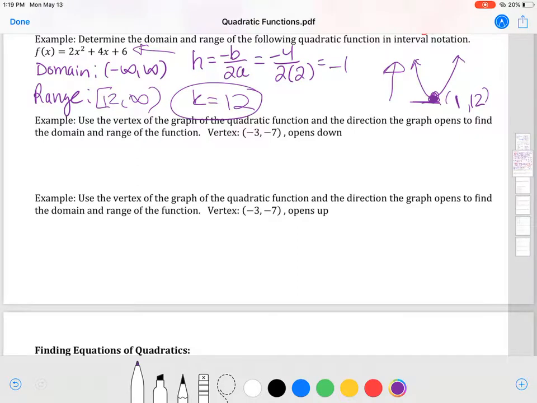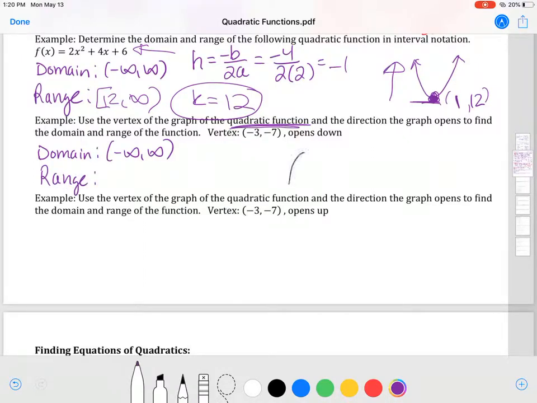In the next example, it says use the vertex of the graph of the quadratic function and the direction that the graph opens to find the domain and range of the function. Because this is a quadratic function, I know that my domain, without even thinking about it, is going to be all real numbers. My range, however, I have to do a little bit of thinking.